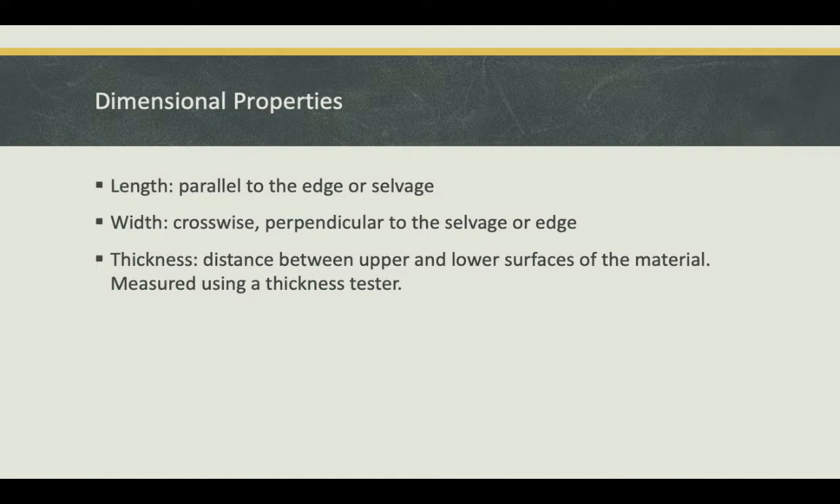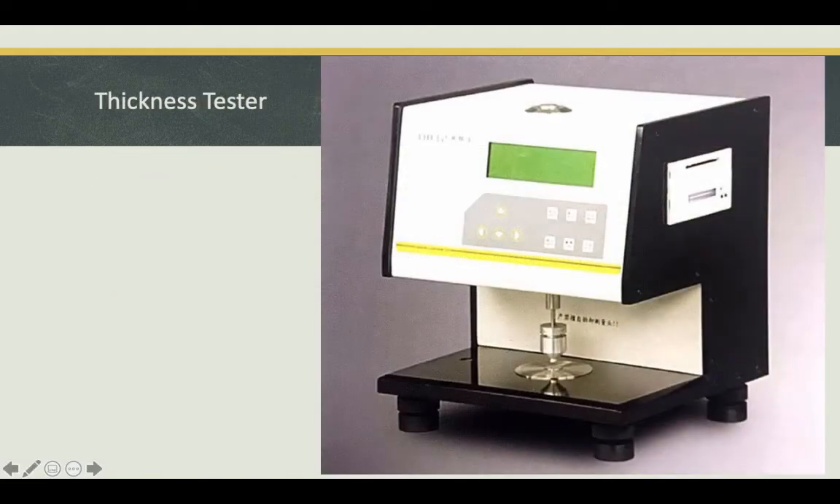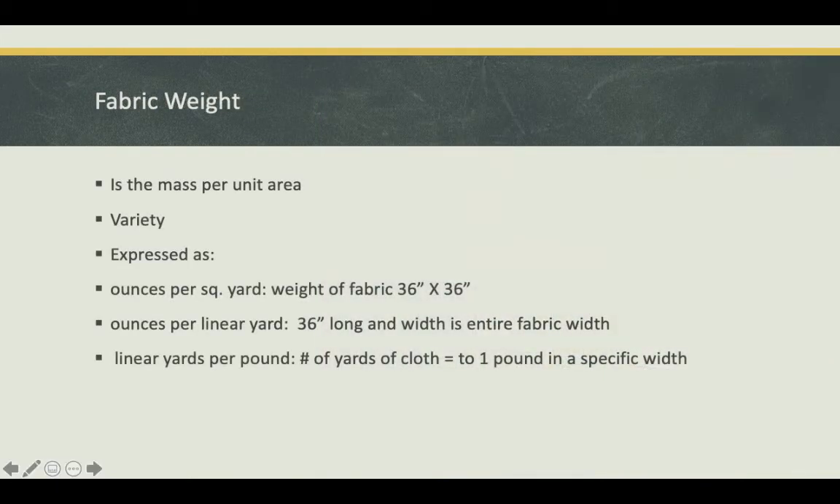Thickness is the distance between the upper and lower surfaces of the material, and we actually do use a thickness tester. There's actually a machine. This is what it looks like. You put the fabric right here and it measures how thick it is. When you're new and you don't have your own testing equipment, thickness you can pretty much feel, but fabric weight is what you would really want to know, and that information is always given to you, or at least it should be given to you when you purchase textile. So that's very important. If it's not listed on the tag, you need to ask, what is the fabric weight?